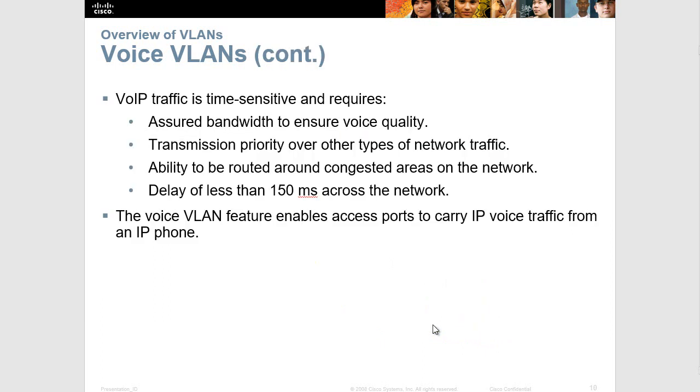So here's an overview of things I pretty much just stated on the last slide: voice over IP needs certain requirements, assured bandwidth, priority, ability to be routed around congested areas, and delay of less than 150 milliseconds across the network. Again, we don't set that up in this class, but you will in a future class if you decide to pursue your Cisco network engineering career. I think that's a CCNP topic, so we don't see it here. So the voice VLAN feature enables access ports to carry IP voice traffic from the IP phone. Okay, we're going to talk about access ports versus trunk ports now.